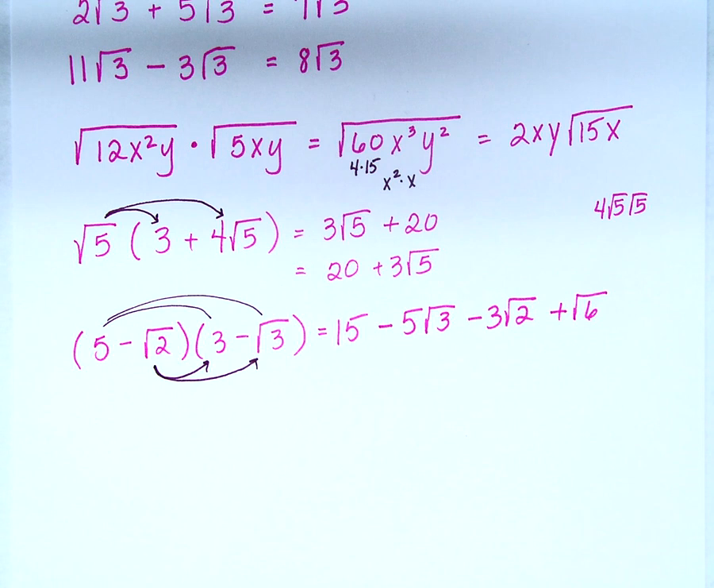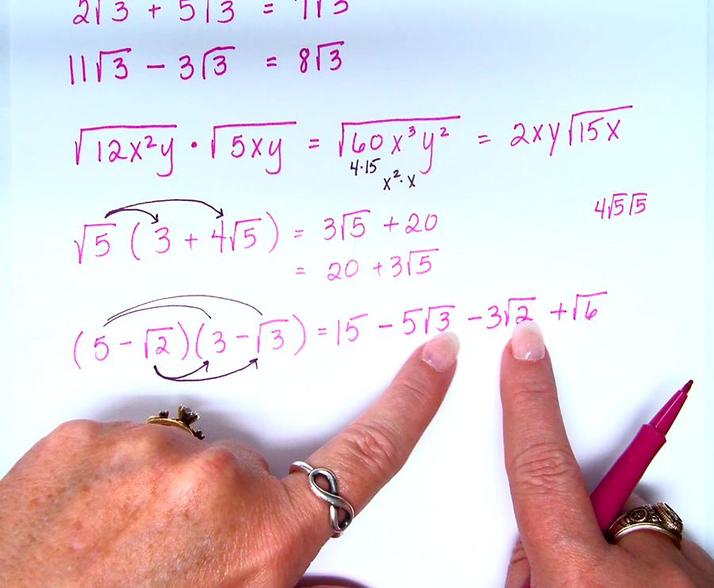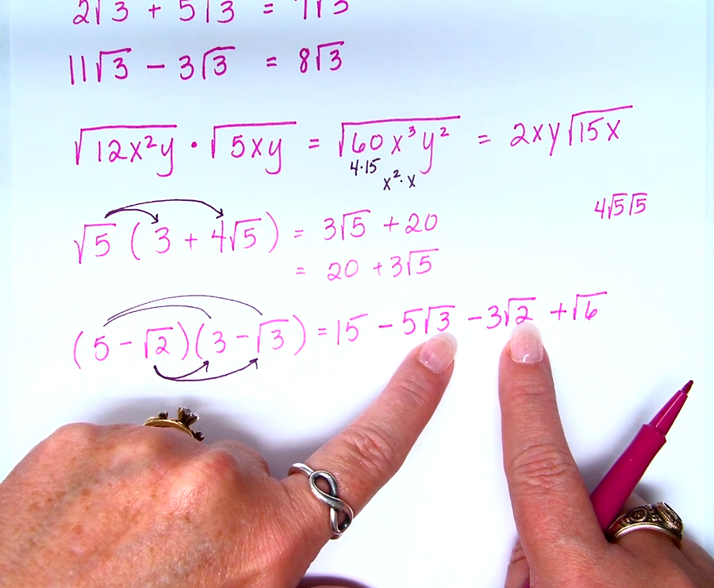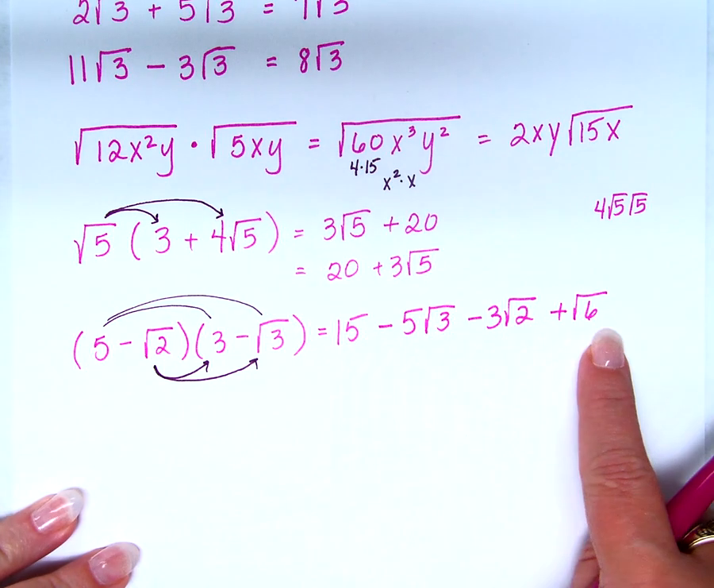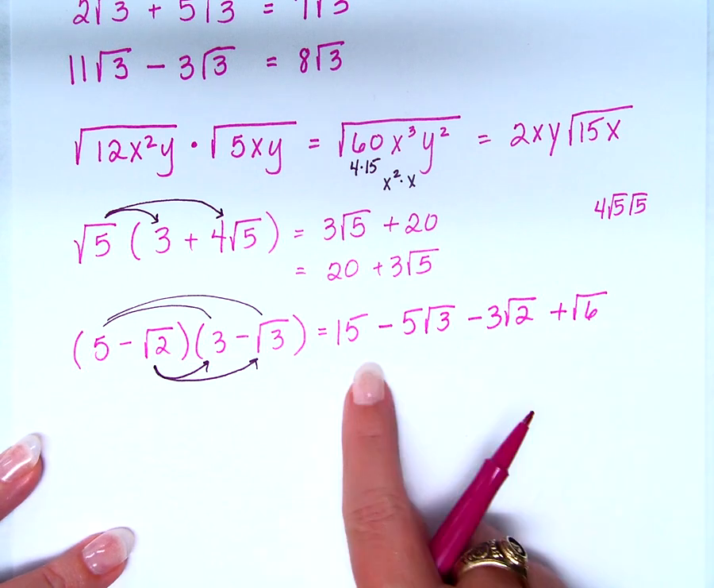Combine like terms. Which ones are like terms? Are any of them like terms? Can I combine these two? Only if they're the same number, right? What do I do with this? That's your answer, right? I know it's long.